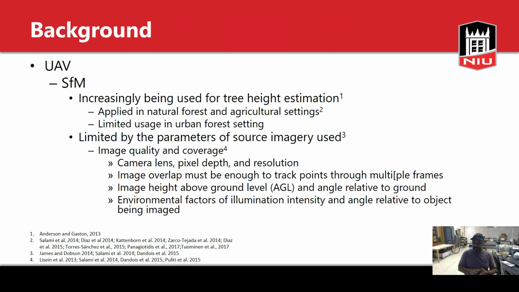There are some limitations that you must account for when using structure from motion. The primary one is the image quality and coverage. The quality can be influenced by the camera lens, the pixel depth and resolution. The coverage is the image overlap. You really want to have enough there so you can track points in multiple frames for the best representation. Other factors are the height above ground level and the angle that the cameras are working at, and the environmental factors, basically illumination, the relative angle of the sun, and shadowing effects.